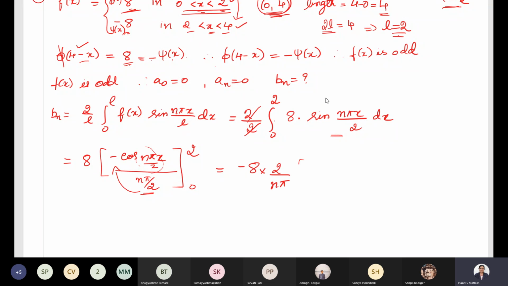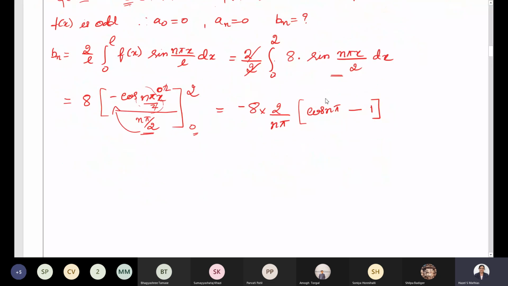Now let us put the limit. When x is 2, here 2 gets cancelled. What remains? Cos n pi minus the lower limit when x is 0. If you put x as 0, it will be cos 0. Cos 0 value is 1. I hope this is clear. So from this, what do we get? 8 twos are, how much is it?